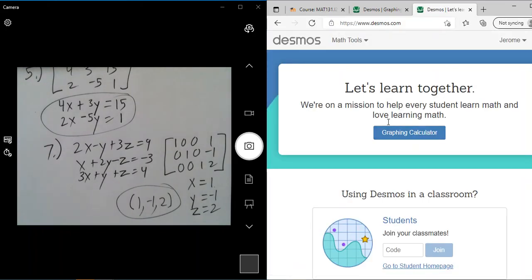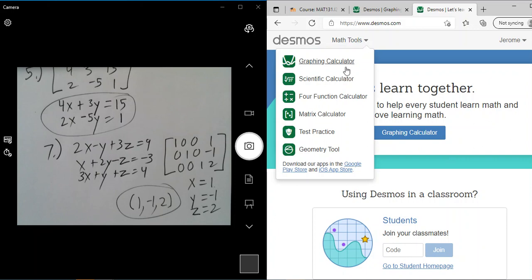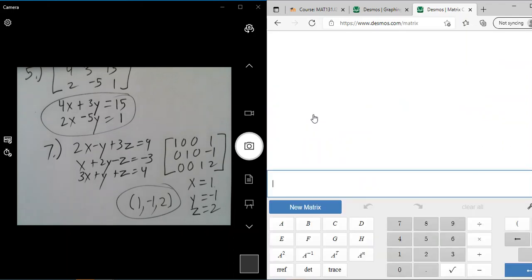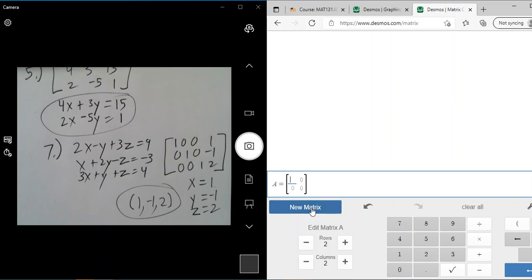Now, instead of going to Graphing Calculator, you're going to go up to Math Tools and click the arrow. They have a matrix calculator here. So you will click on matrix, then click on new matrix, and it tells you here: edit matrix A.